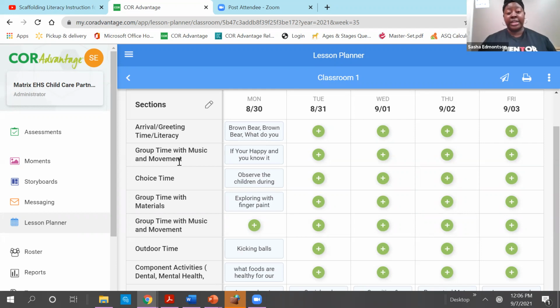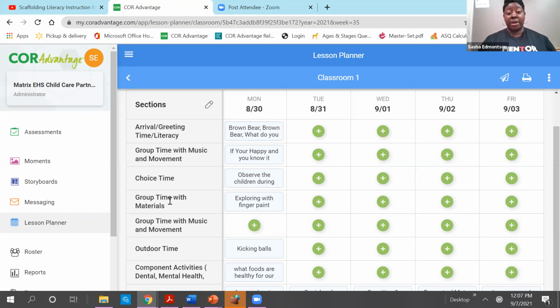Then for the next activity, group time with music and movement, you would go in and find the activity that you want to use. For this one, I chose If You're Happy and You Know It. This can be used as music and movement because they're singing, but they're also being physical with the song as well. Now for choice time, this is where you're pretty much observing the children throughout the day, and you can also collect anecdotal notes at this time, which is good.